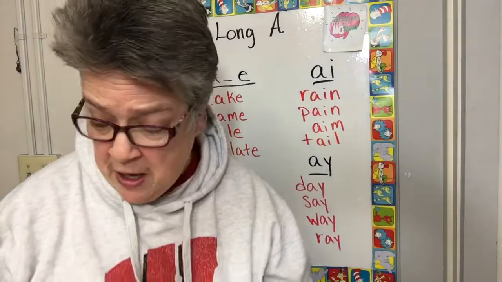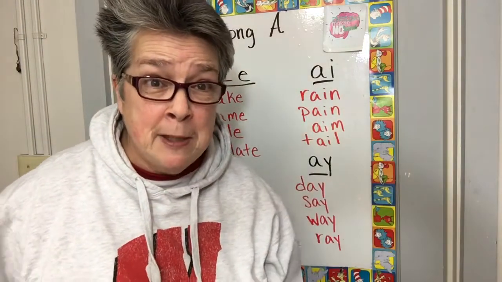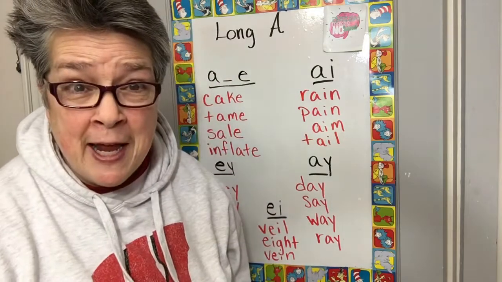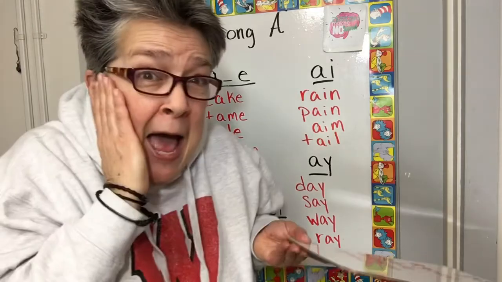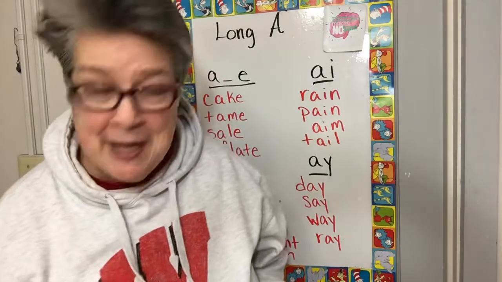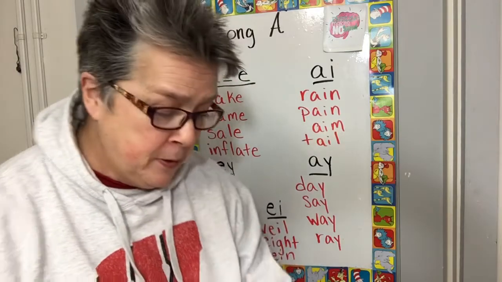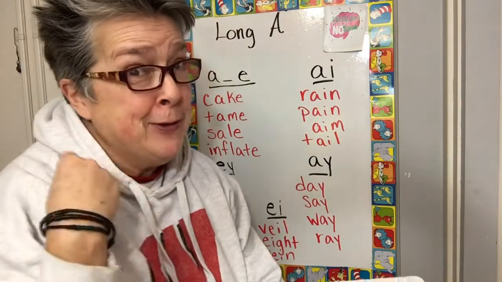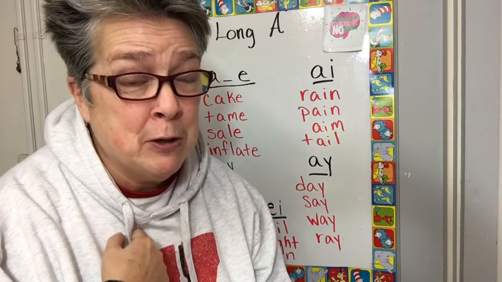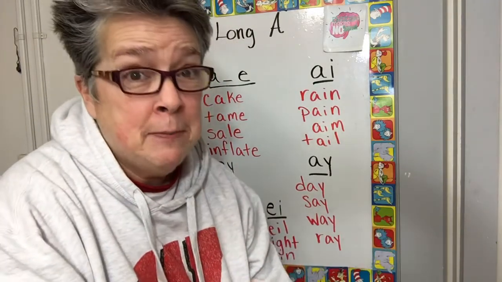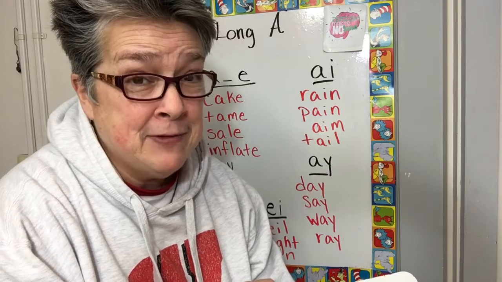Why does English have 6 different ways to make the long A sound, and 2 of them don't even have an A in them? I don't know, but now you can read and pronounce this sentence, I hope. Here we go. Are you ready? There's 2 sentences. I will go slow. There are 1, 2, 3, 4, 5 different ways to make the long A in this set of sentences.